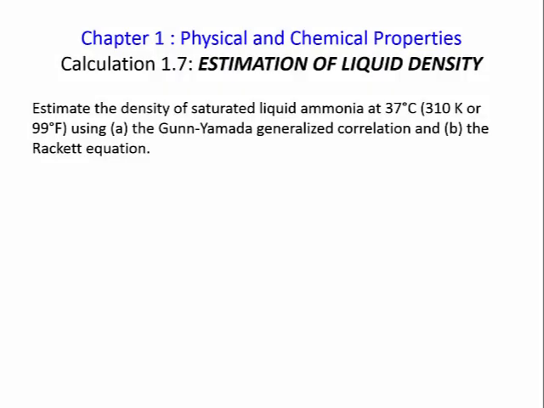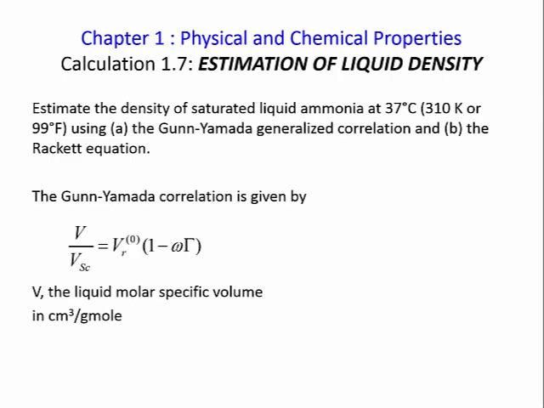Calculation 7 in Chapter 1, Estimation of Liquid Density. Estimate the liquid density of saturated liquid ammonia at 37 degrees Celsius or 310 Kelvin using the Gunn-Yamada generalized correlation and the Rackett equation.